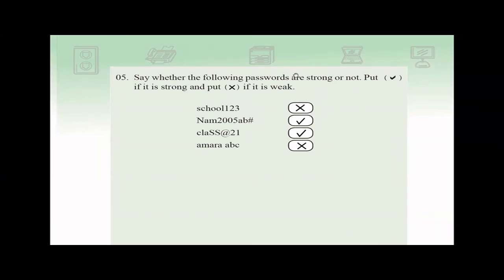Say whether the following passwords are strong or not. Right? The first one, school 123. No, it's not strong. Anybody can guess this. Name 2005 AB and a hash. So this is having more than 8 characters, has a capital, numbers, symbols, simple letters. So it's a good password. Class at 22. Yeah, that's also good because you have capitals, simples, at signs, numbers, and it's more than 8 characters. So it's a good password. Amara ABC. Not good. It's only having simple letters, not having even a number, and the length is also wrong. And these are normal common English words, kind of name, simple information. So it's not good to use.